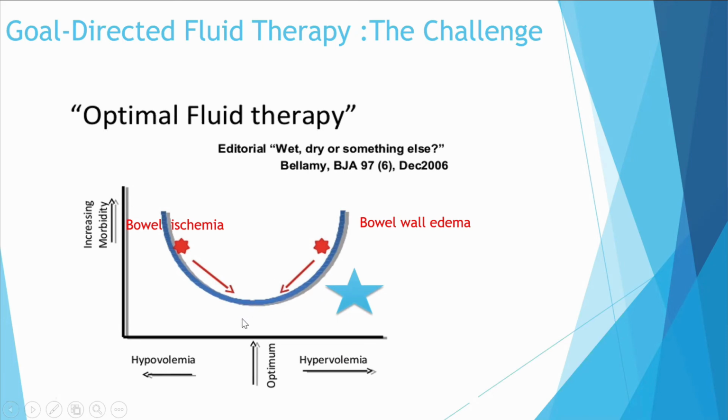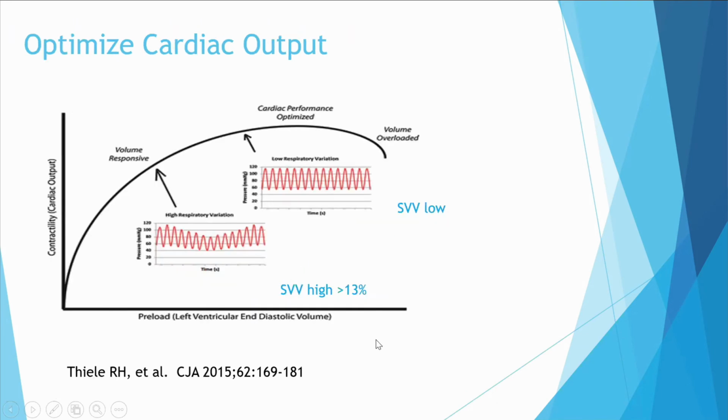So how do you end up getting into this sweet spot here? The whole concept of goal-directed therapy is trying to optimize cardiac output and oxygen delivery to the tissues. Looking at the Starling curve and your stroke volume variation, if you're volume responsive, you see more stroke volume variation, and as you give a fluid bolus, the variation decreases. Once you get up to the top of the curve, giving more fluids does not improve your cardiac output.